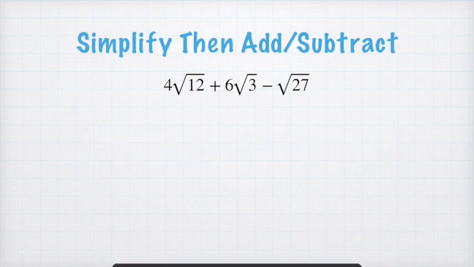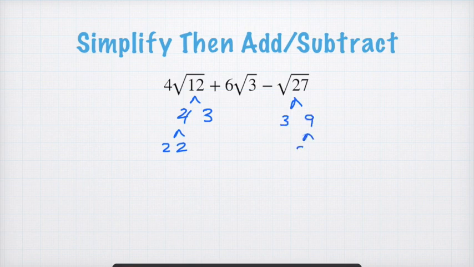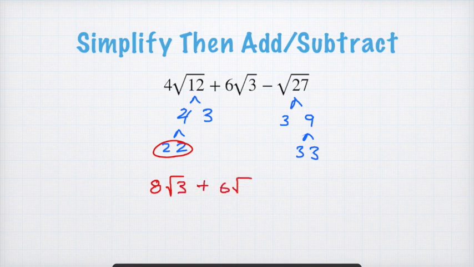We have 4 root 12 plus 6 root 3 minus square root of 27. 12, we can split that into 4 and 3, because 4 splits into 2 and 2. 27, well, that can split into 3 and 9. 9 can split into 3 and 3. So what we actually have here is we'll pull those out. So we have 2 times 4, so these 2 times that 4 gives us an 8. What's left over? The 3. Plus 6 square root of 3.